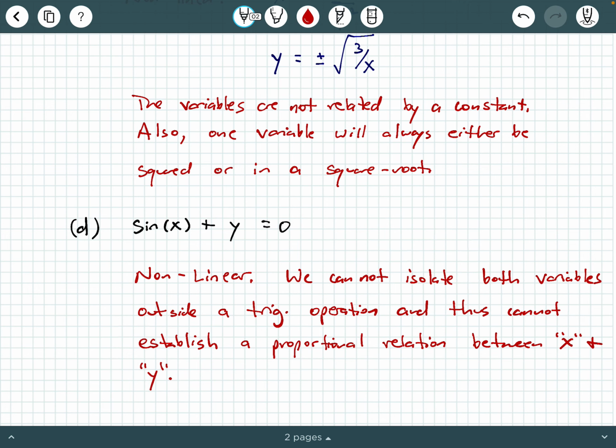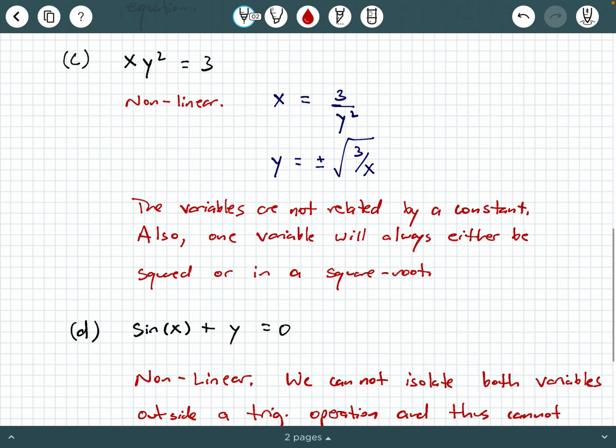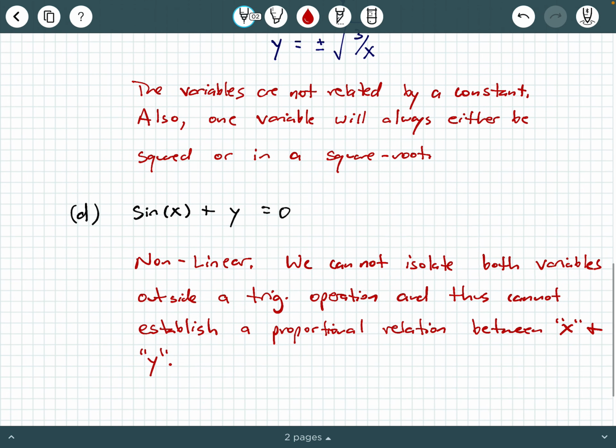Other ways you can think of this, you can also think of it as you can never get this equation in standard form for a linear equation. You can never get it in the form of a constant times one variable plus another constant times the second variable equals a third constant, and the same is true for equation C. You can never get it in standard form. So there's a few different ways you can think about why these are non-linear, okay?